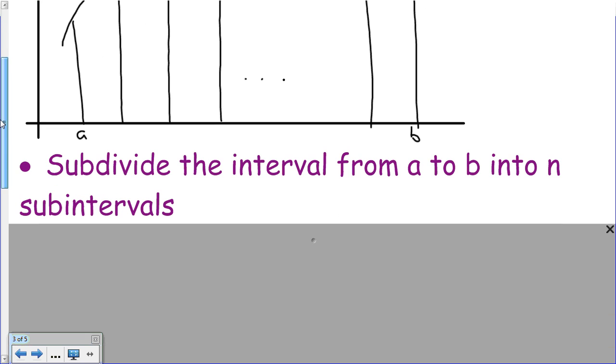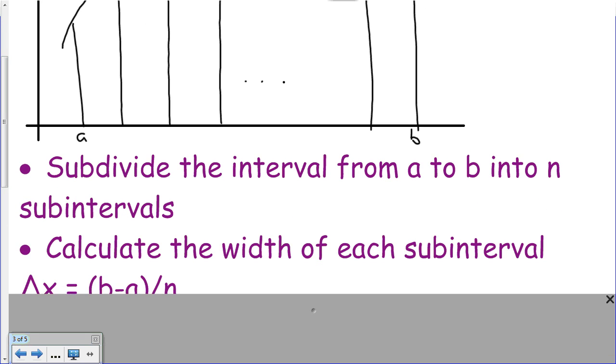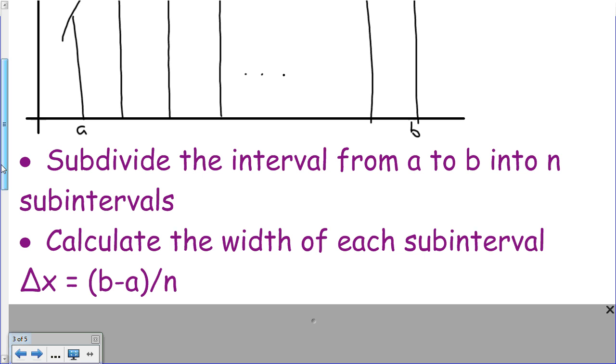So now the next step is to calculate the width of each one of those subintervals. Of course, it's a very simple calculation. I just need to figure out how big the interval from A to B is, and then divide it by how many subintervals I split it into. So in other words, I calculate delta x by taking B minus A, that's the width of the interval, divided by n, which is the number of subintervals. That'll tell me the width of each one of my subintervals. We'll use that in our calculation, because we need to know the height of our trapezoids, and that's what delta x is going to represent for us.